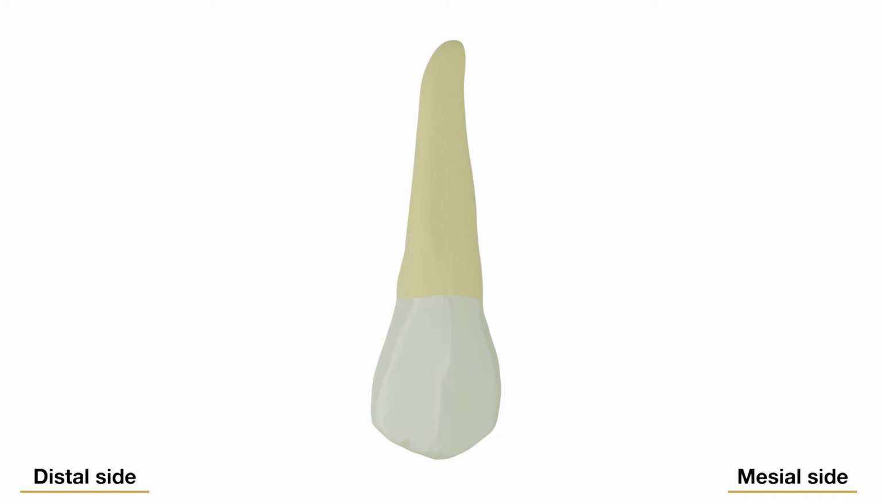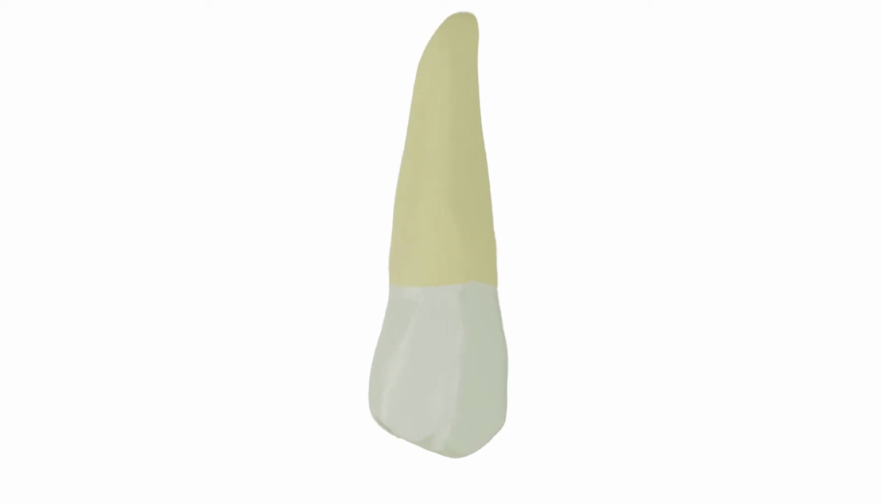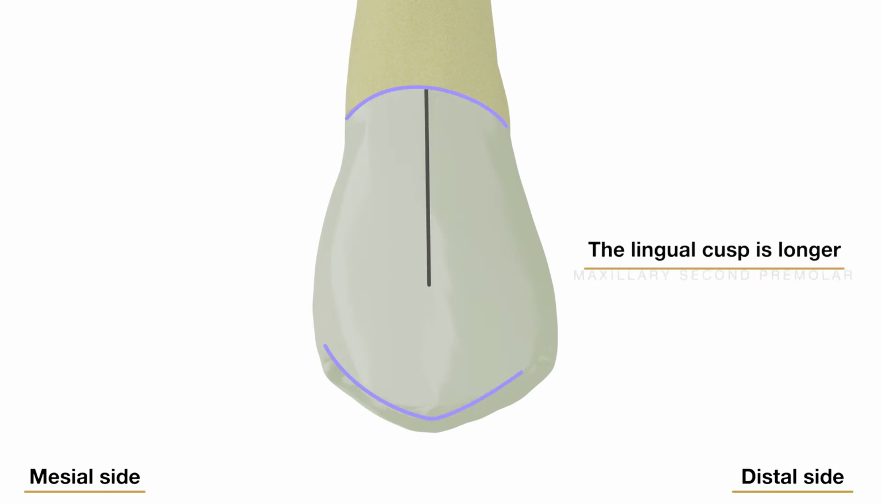As you must have noticed, even after the difference in the mentioned dimensions, they are the same as that of the maxillary first premolar, and that is due to the fact that these are average dimensions, and these differences will be obvious when maxillary premolars of a single individual are compared. Let us move on to the lingual aspect. From the lingual aspect, little variation may be seen when compared with the maxillary first premolar, except that the lingual cusp is longer, which makes the crown longer on the lingual side.